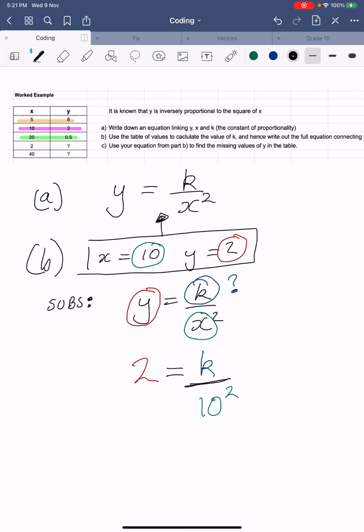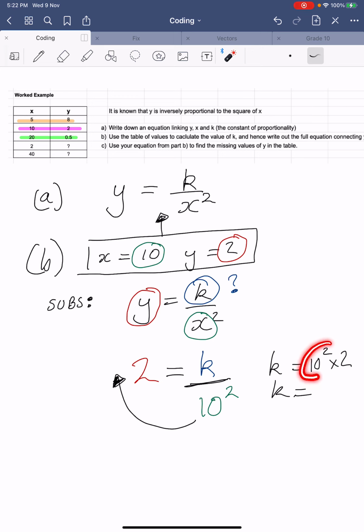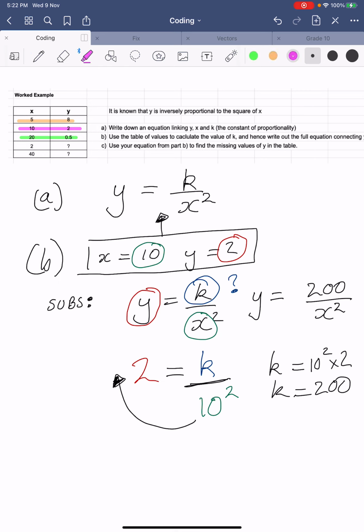We have to now rearrange, and I think you know how to rearrange. k equals, well, the 2 stays where it is, and the 10 squared comes up here. So it's 10 squared times 2. And you guys can reach for a calculator, but I think you should be able to do this in your head. 10 squared is 100, not 20. 10 squared is 100. 100 times 2 is 200. So k equals 200. So that would mean we can go back to this stage and write down y equals k, which is 200, divided by x squared. So this little guy here is indeed the equation linking x and y: y equals 200 divided by x squared.